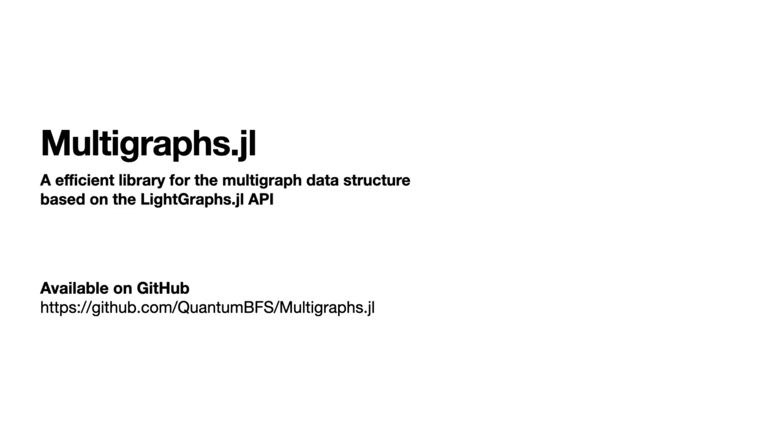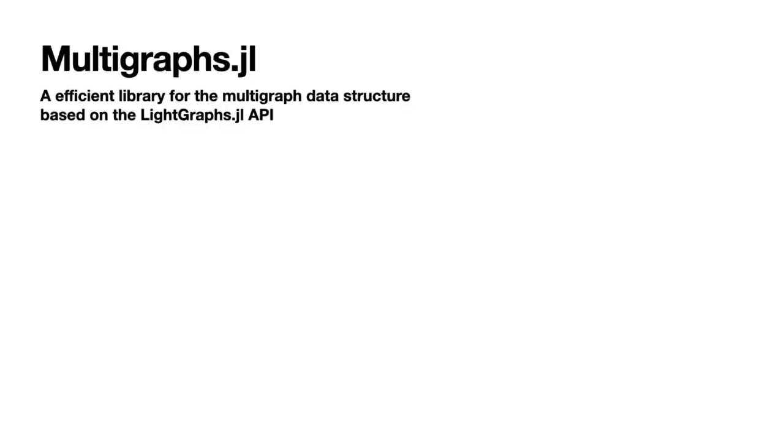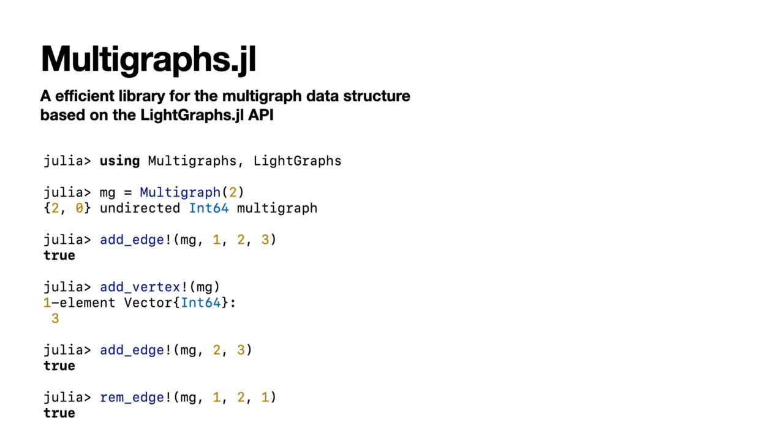Multigraphs.jl is an efficient library for the multigraph data structure. It is based on the LightGraphs API, and it is open sourced on GitHub. Here are some examples that show how to use this package. The multigraphs should be used together with the LightGraphs. This line will create a multigraph with two vertices but no edges, as shown in this graph on the right.